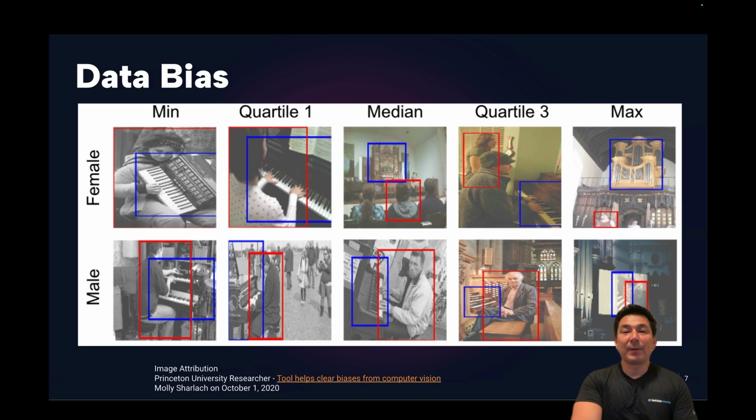AI models learn patterns from the data they're given. But what happens if those patterns actually reflect societal biases rather than objective reality? Researchers at Princeton set out to explore this issue by developing a tool specifically designed to analyze biases in computer vision models. In their study, they focused on how AI detects people and a musical instrument, in this case, the organ. For clarity, they highlighted people with red boxes and the organ with blue boxes.